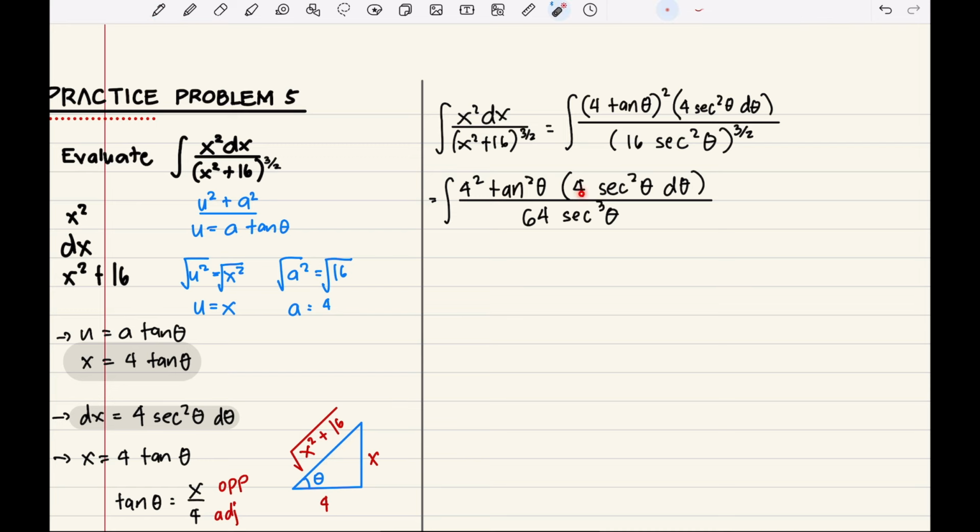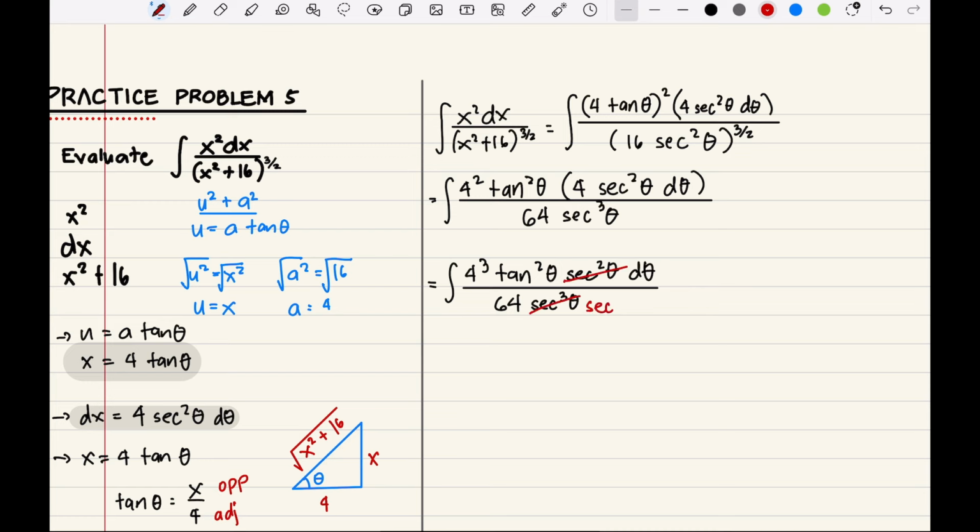Sa numerator, i-combine lang natin si 4 tsaka si 4 squared. So again, rewriting the equation, we have 4 cubed, and then we have tangent squared theta, secant squared theta, d theta, all over 64 secant cube theta. So i-cancel na natin yung mga pwede i-cancel. So we have secant squared dito, and then secant cube, may iwan dito na isang secant theta. And then si 4 raised to 3 or 4 cube, that will be equal to 64. So this will cancel each other out. So we will be left with the integral of tangent squared theta d theta all over secant theta.